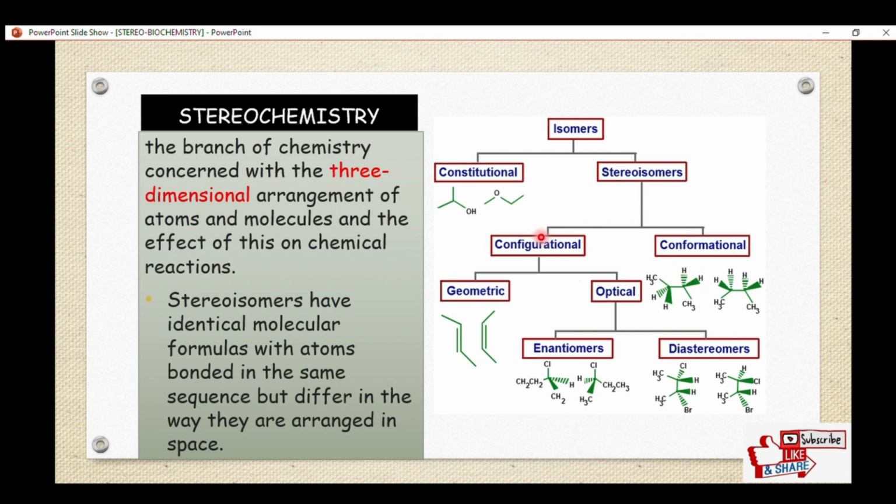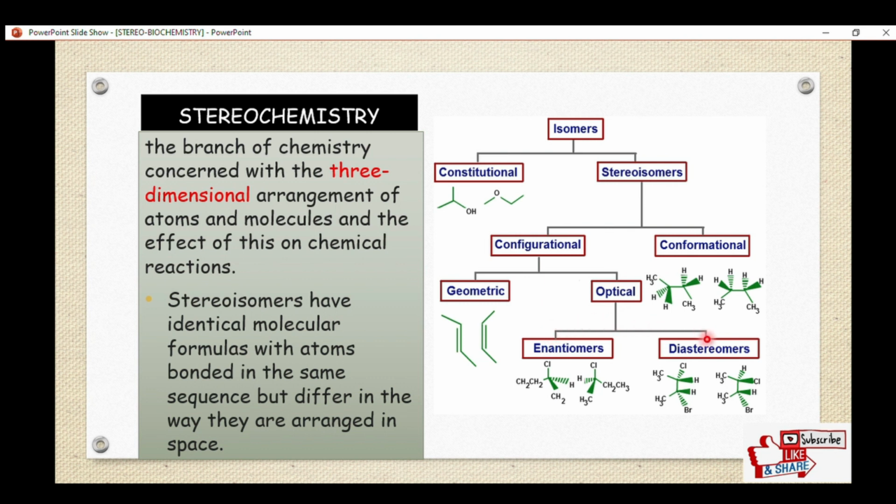When we say configurational isomers, these are around a double bond, and some are mirror images too. Under configurational isomerism we have geometric, which is the interconvertibility around double bonds. These isomers have double bonds involved. And we have optical under configurational too, and under optical we have enantiomers and diastereomers.